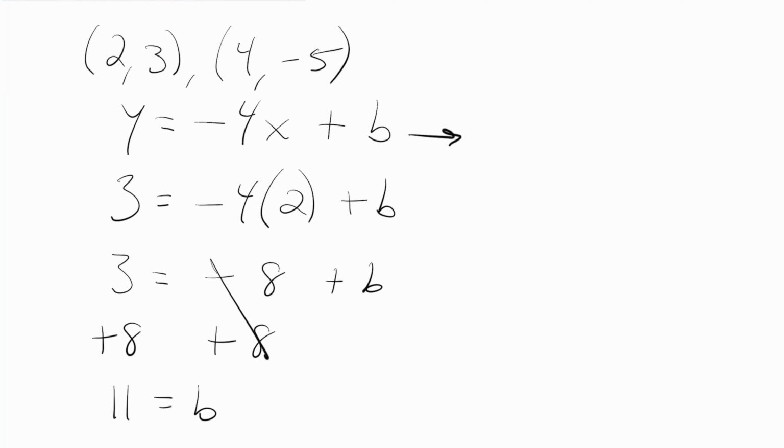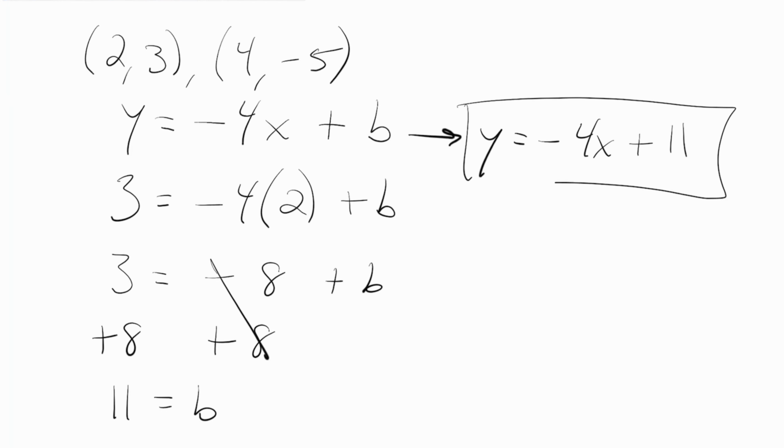Now that we have b, let's plug it into the equation we're trying to create. Over here, we get y = -4x + 11, and we found our equation.